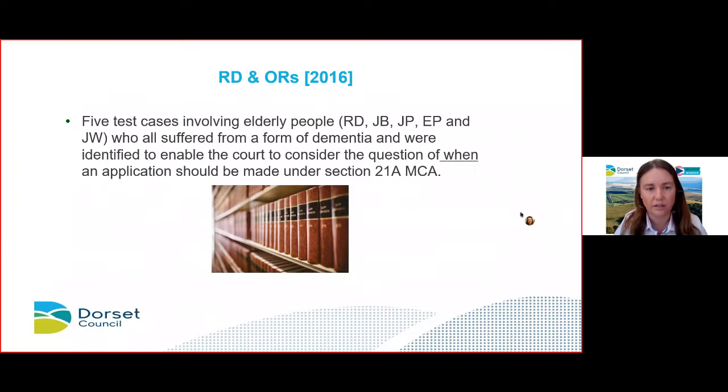I'm just looking at RD and others this morning from 2016. So this is involving 5 test cases involving elderly people: RD, JB, JP, EP and JW, who all suffered from a form of dementia and were identified to enable the court to consider the question of when an application should be made under Section 21A of the Mental Capacity Act. So this case law just gives us some really good guidance on the objections and how to identify that.